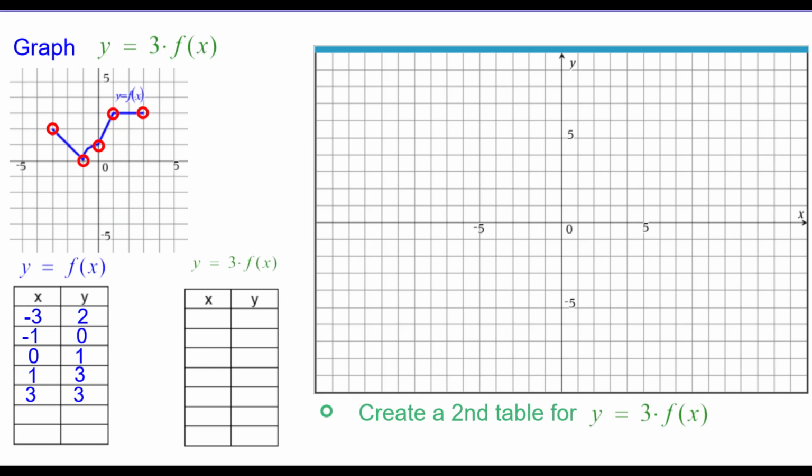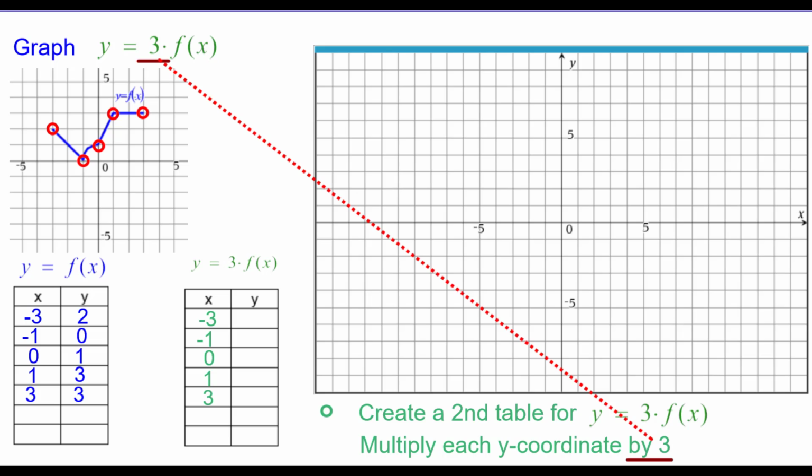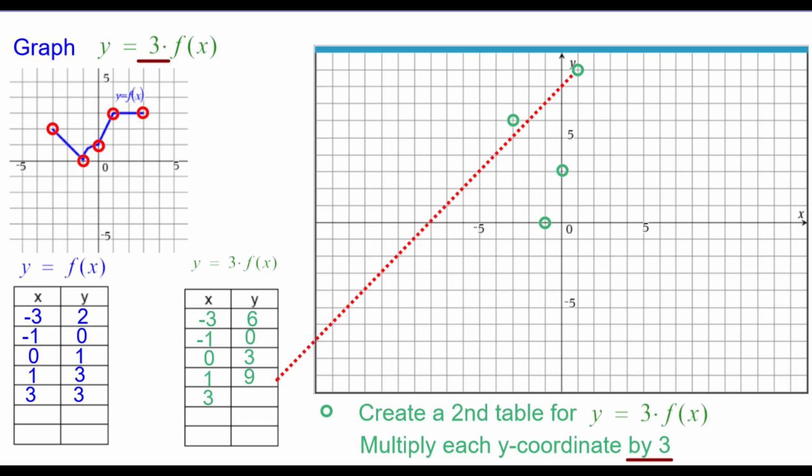To create the second table, we need to use the same x values, but multiply each y coordinate by 3 because that's the coefficient there. So 2 times 3 is 6, plotting -3, 6. 0 times 3 is still 0, so -1, 0. 1 times 3 is 3, 0, 3. 3 times 3 is 9, so 1, 9, and then 3, 9.